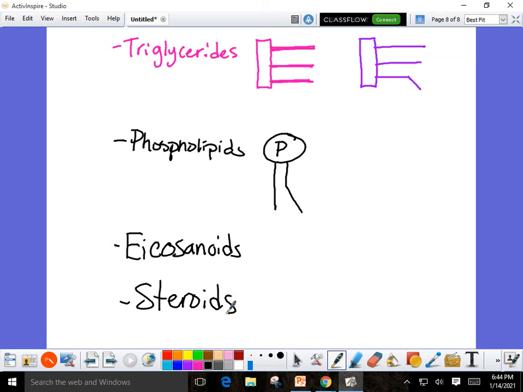Okay, steroids, we all know what they are. They help with growth. They help with sexual maturity. They're signalers in the body, but they all stem from cholesterol.